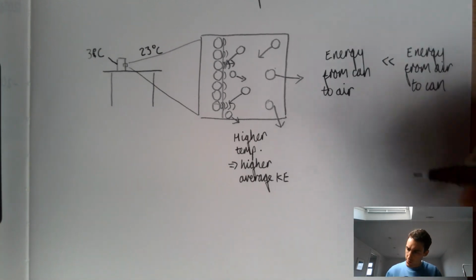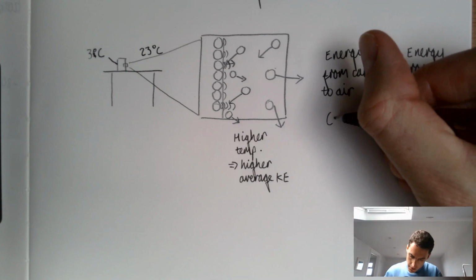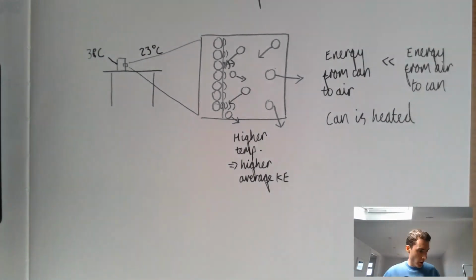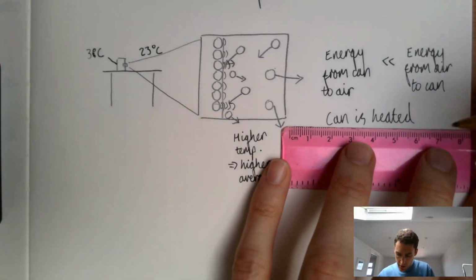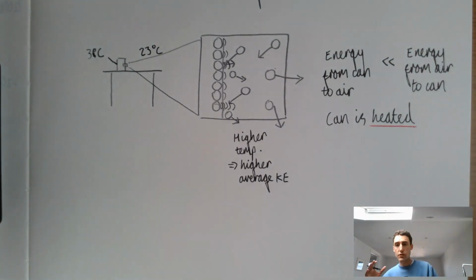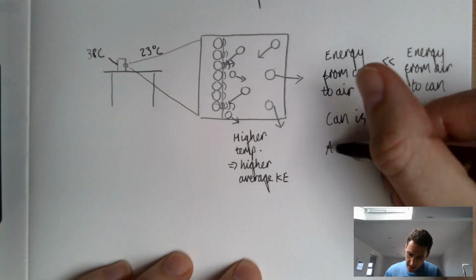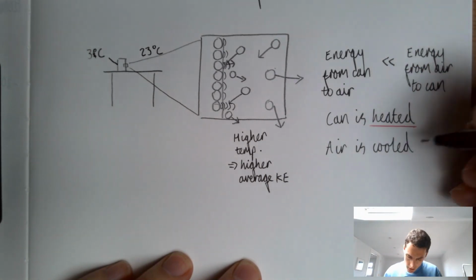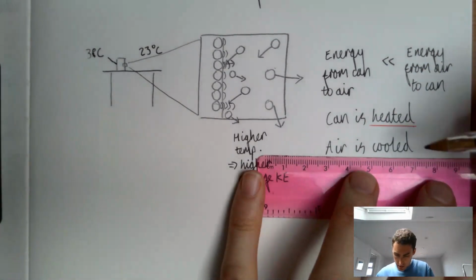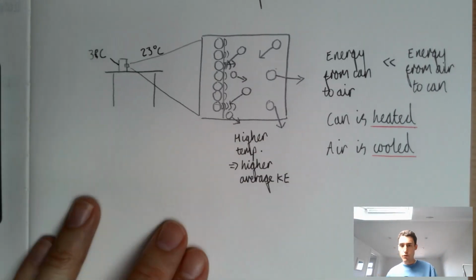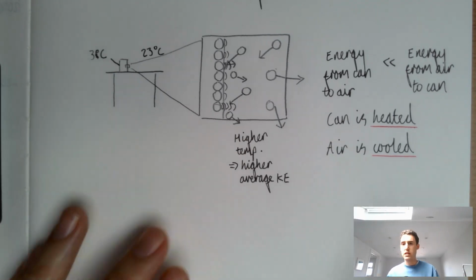So what we can do here is write that the can is heated. Maybe we'll underline that word just to show that that's really, really important. This is what heating is. It's where, on average, energy is being transferred from the air to the can. Therefore, the can is being heated. And likewise, we can say that air is cooled. And this is exactly what we mean by cooled, that on average, overall, kinetic energy is being transferred from the particles in the air to the can. That's why we say it's being cooled.